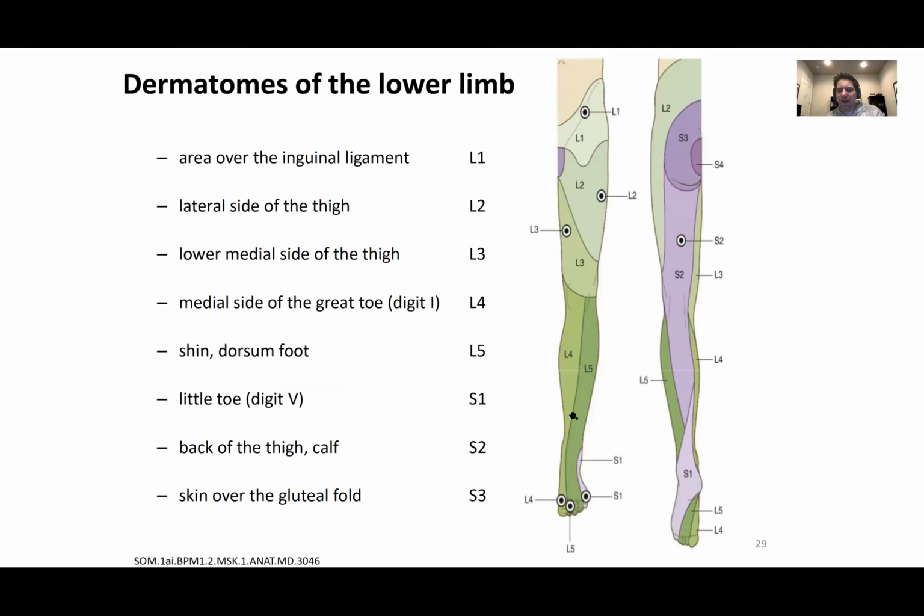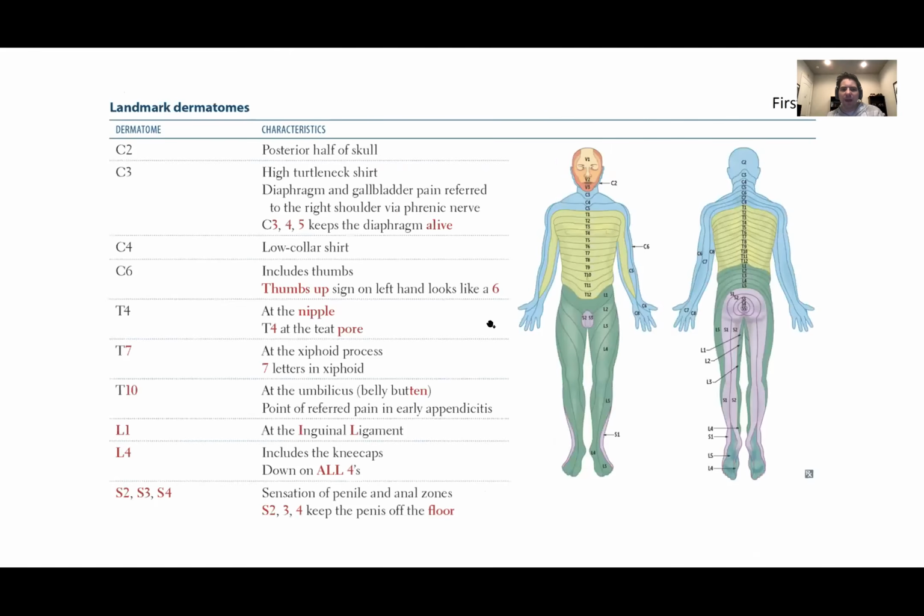So you go down, you see L5 goes to the medial aspect of the toes. L4 will cover that big toe there. And then again, this is from First Aid. I would put a star on this slide. You kind of know the T4 we talked about is the nipple line. These are dermatomal landmarks. T10 is the umbilicus.